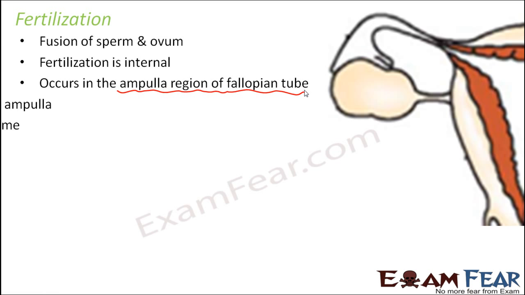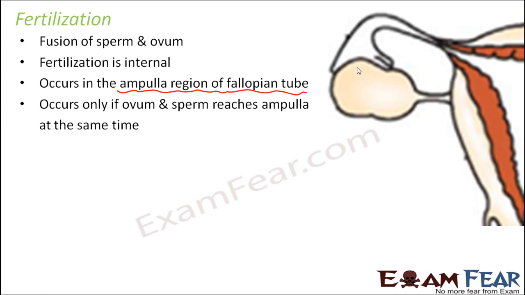If you see the egg which gets released from here, it reaches the ampulla region. This is the infundibulum and this wider portion is the ampulla region of the fallopian tube. Even the sperm enters through the vaginal opening and it finally travels to reach this place. So this is the place where both of them meet. Fertilization occurs only if ovum and sperm reach the ampulla at the same time. Both of them have to reach there at the same time.